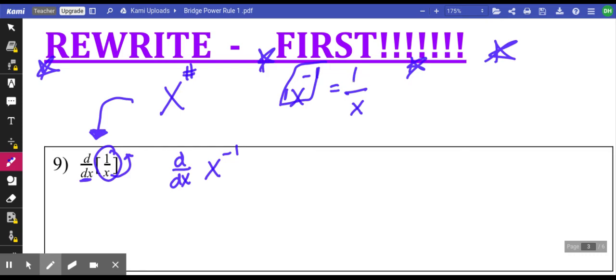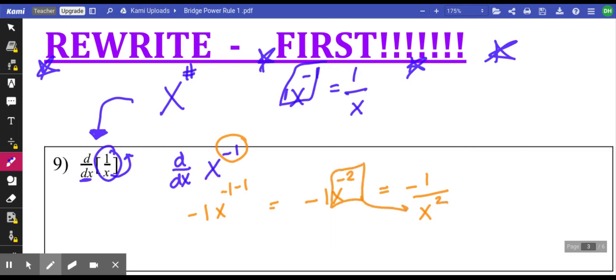So I need to derive this function, so I'm just going to apply that power rule. Take this first exponent, bring it down in front, and then subtract 1, negative 1 minus 1. So I would get negative 1 x to the negative 2, which is equivalent to negative 1 over x squared. Again, this squared is only on the x, so that is the only part that's going to the denominator. The negative 1 stays on top.